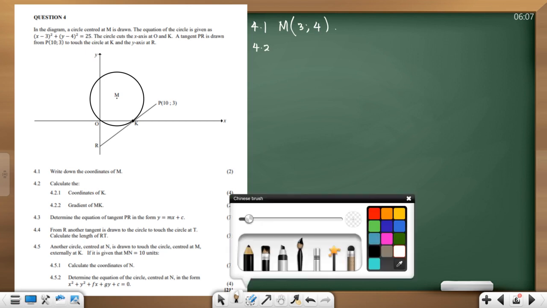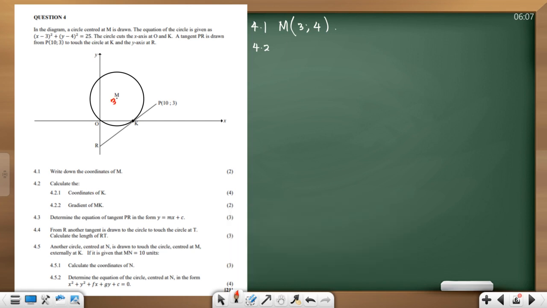Calculate the coordinate of K. Interesting. Coordinate of K. Let's see. Oh, this is similar to what we did earlier on. This one here, our center is 3 and 4. We want the coordinate of K. K again is a point of intersection. All right, point of intersection where? I'd like you to see that.